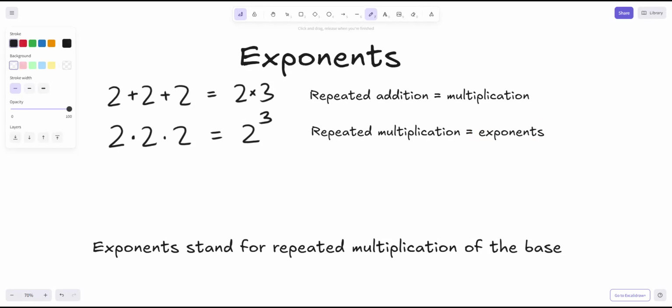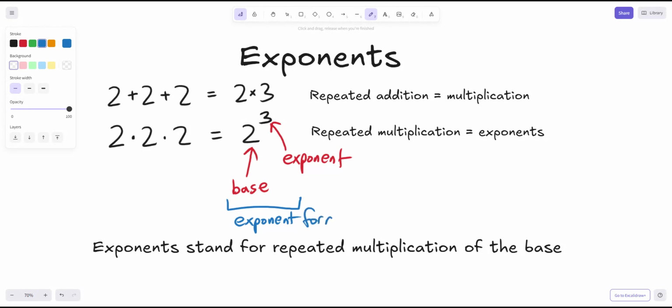A little more vocab here. The exponent is on the top, and the bottom number is called the base. So the exponent is repeated multiplication of the base. This entire thing here is called exponent form, and this would be its expanded form.